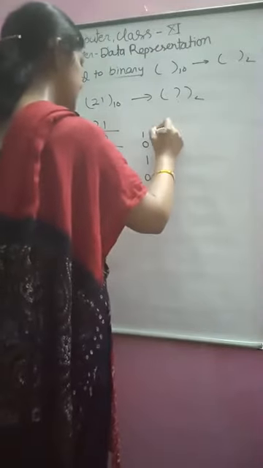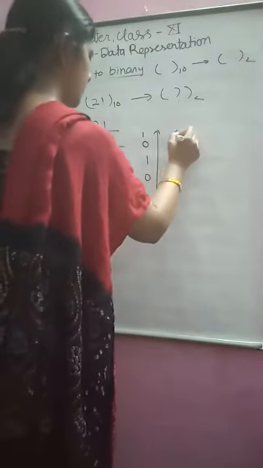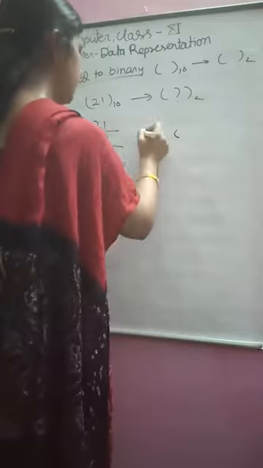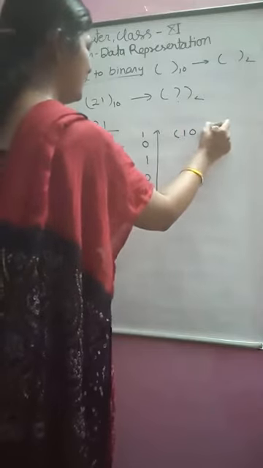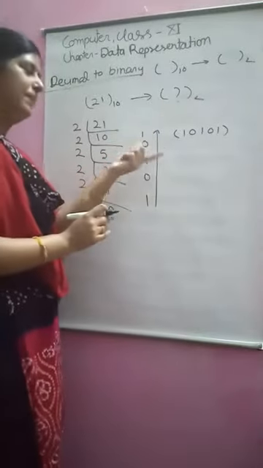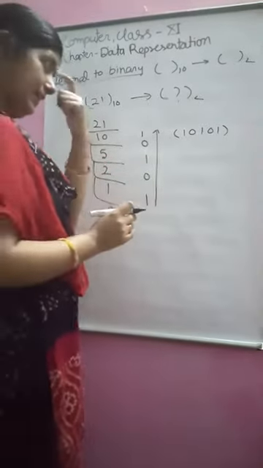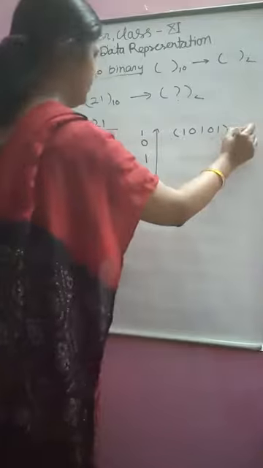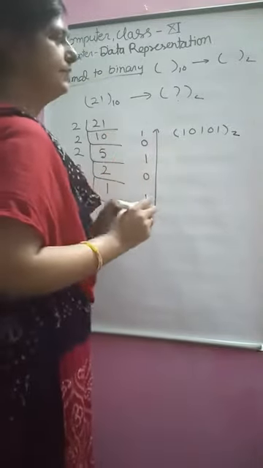Reading from bottom to top, it will be 10101. This is the binary equivalent of 21.